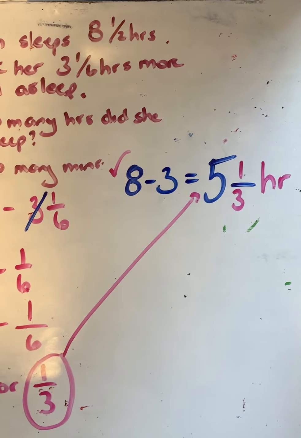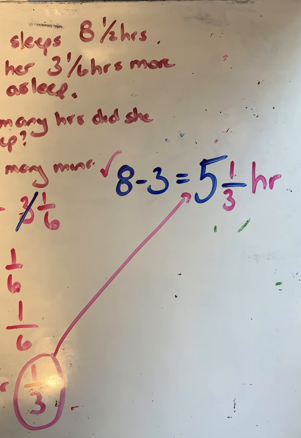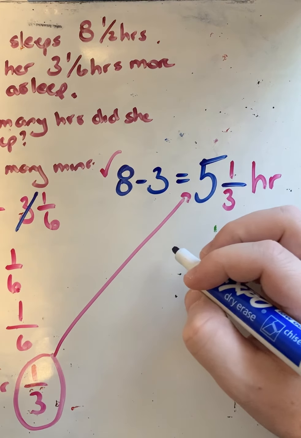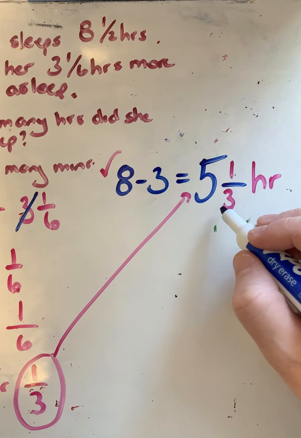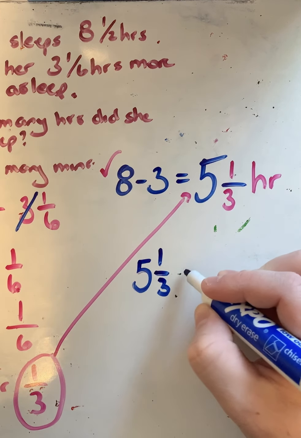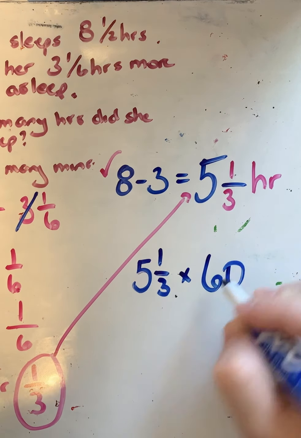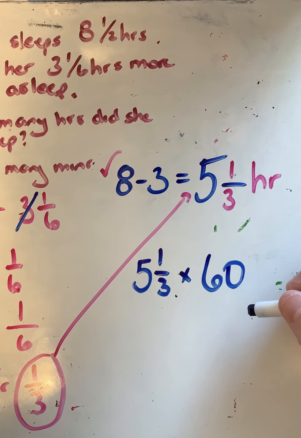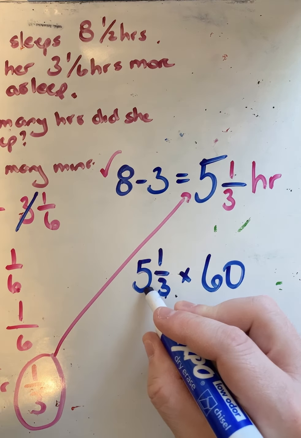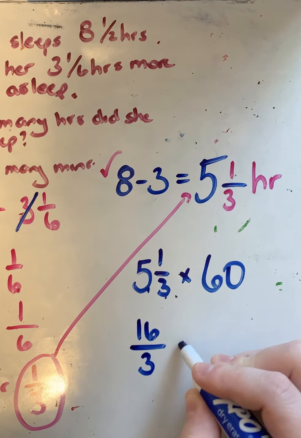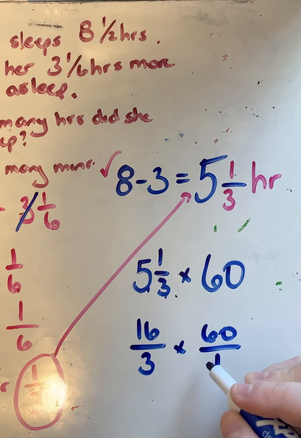How do I find out minutes? Well, this is why it's a thinking question, because it's bringing into account the other skills that you've learned. Because I know it's minutes, I know that there's 60 minutes in an hour, so I'm going to have to multiply this number by 60. So I'm going to rewrite it as 5 1/3 times 60. This is representing my minutes. So let's turn them into fractions. 3 times 5 is 15, plus 1 is 16, over 3, times 60 over 1.